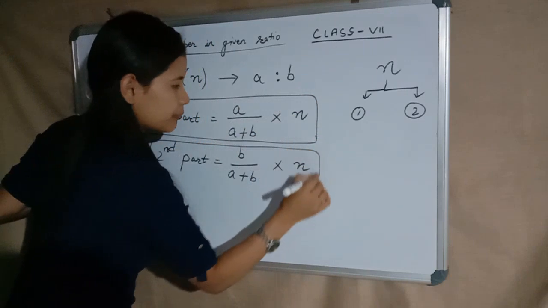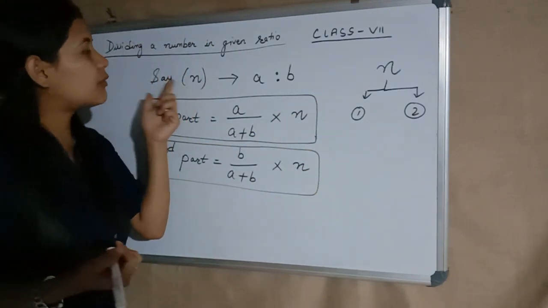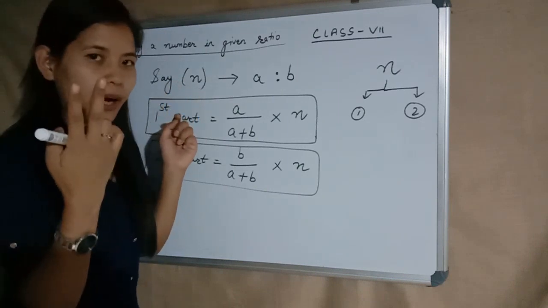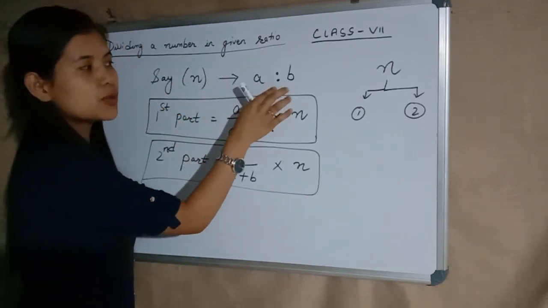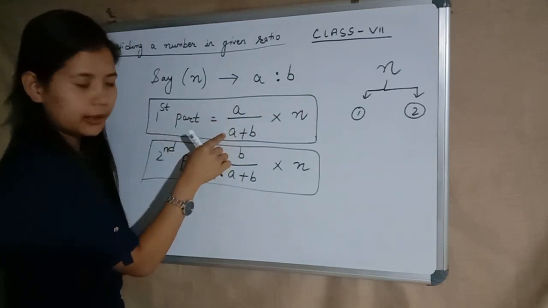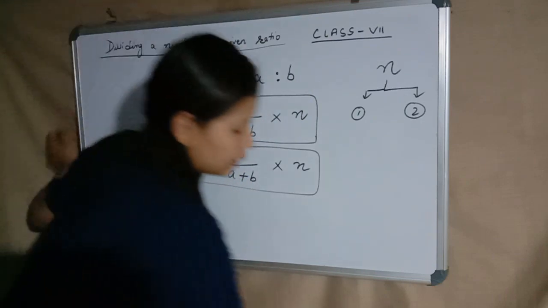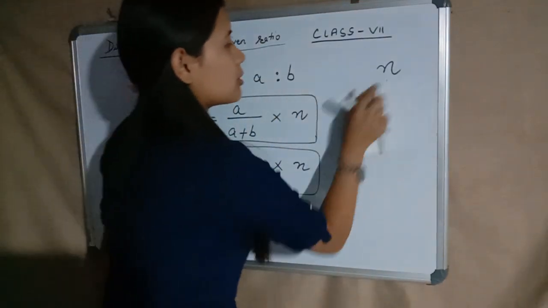So you see, we have a number n. We are dividing this number n into two parts in the ratio a is to b. The first part is given by this formula and the second part is given by this formula. Let me take one example so that it is very clear to you.